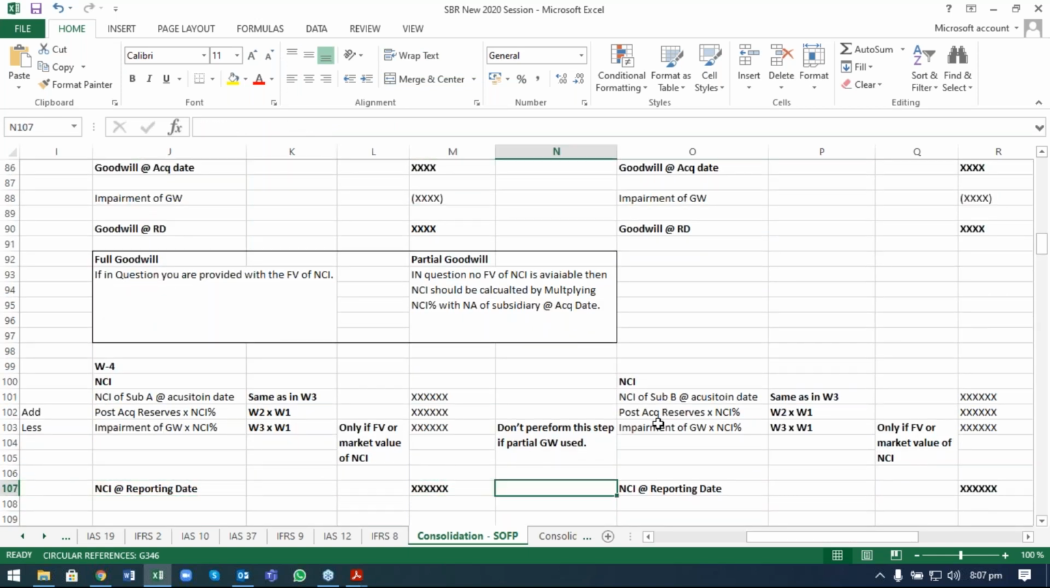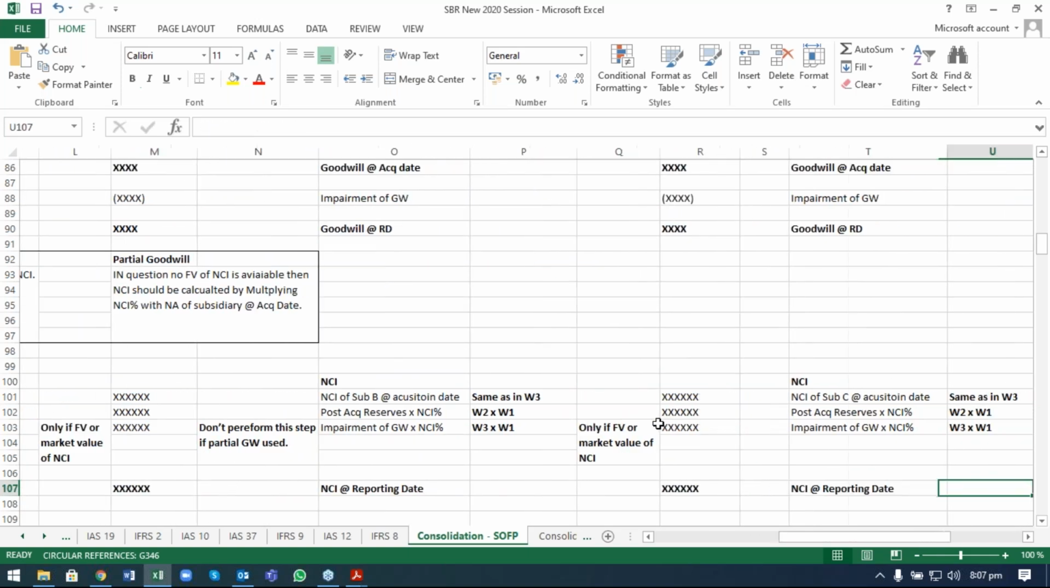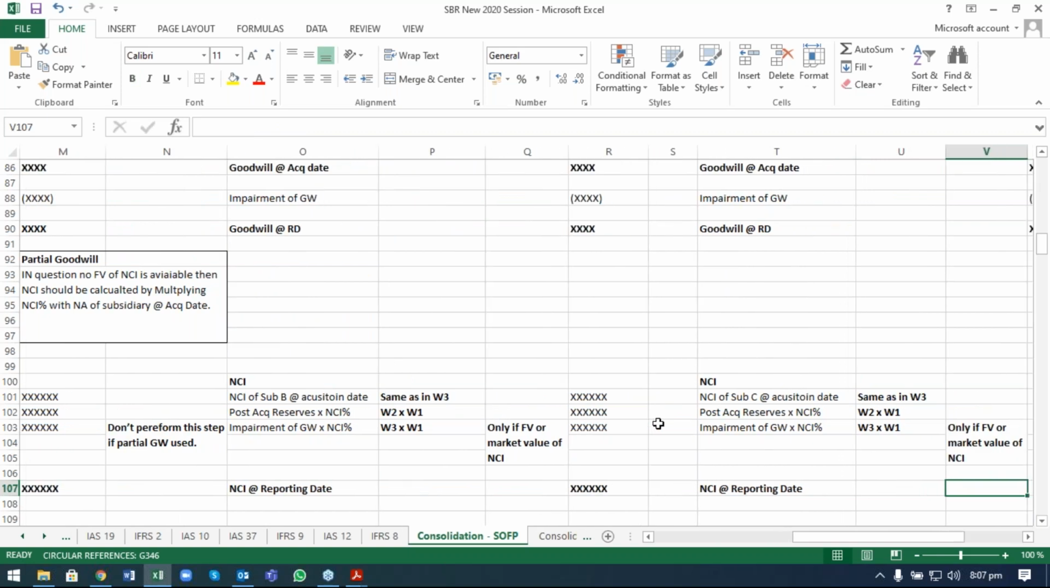So NCI for subsidiary A, for subsidiary B, and for subsidiary C should be accounted for in the same way, just like the goodwill we have calculated. These steps should be performed one by one for each and every subsidiary, up to 100 subsidiaries if you have. There is one question, how many subsidiaries? Someone told me that there are 20 subsidiaries. You have to perform these steps for each and every subsidiary, even if you have 100 subsidiaries.